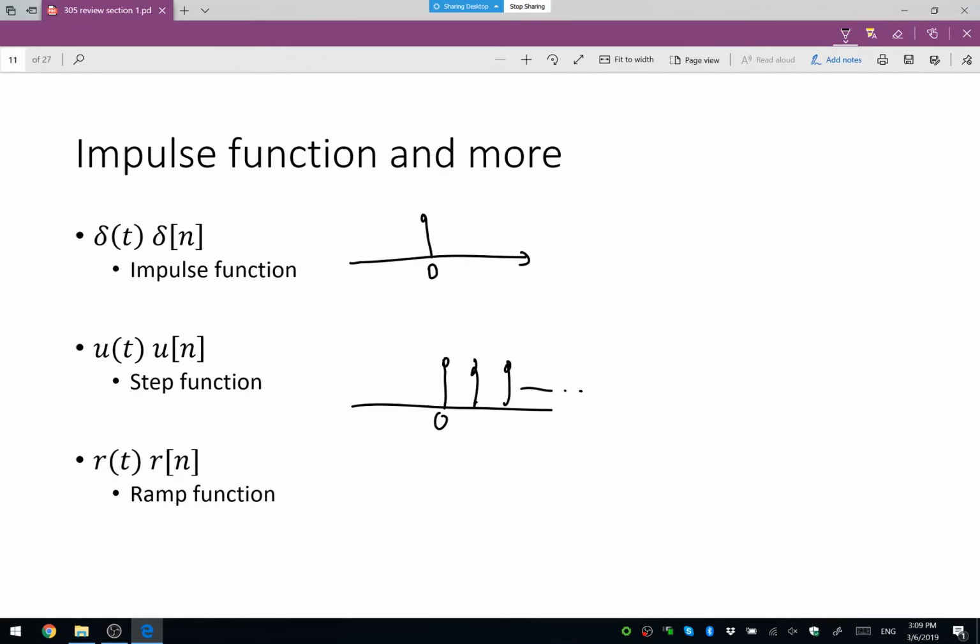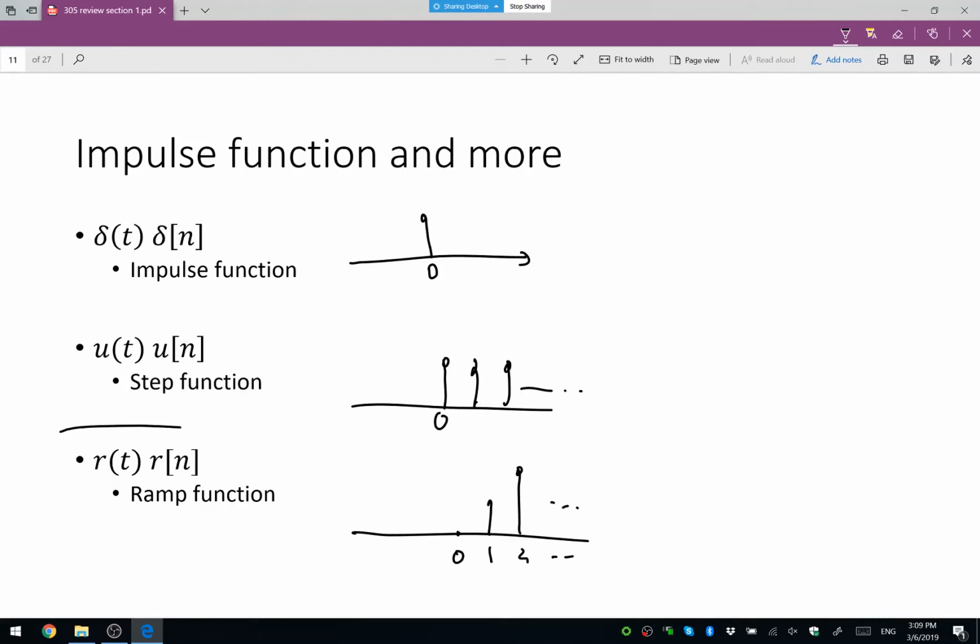And the ramp function, maybe you're not going to see that, but for the ramp function, from 0 you get R[n] equal to n. So it's 0, 1, 2, and so on.